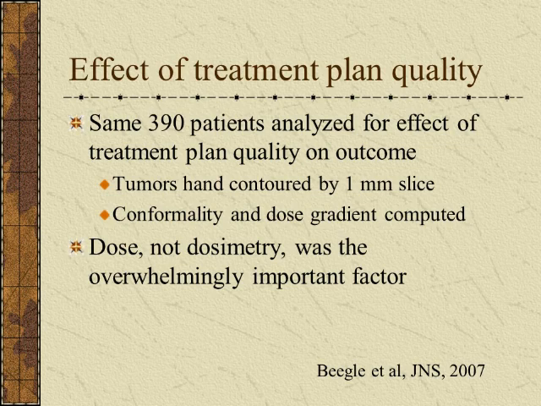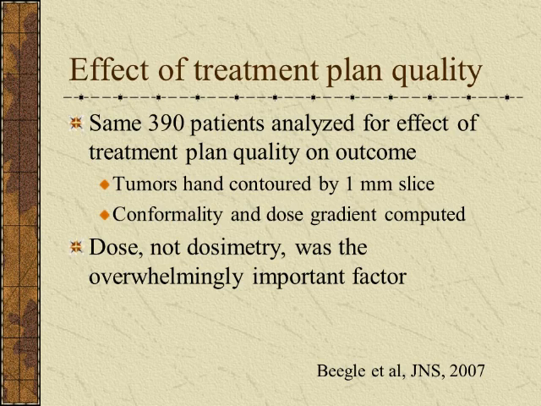The dose, not the dosimetry, in this particular tumor was the overwhelmingly important factor. So even if you include a lot of non-tumor tissue, most of that tissue is temporal bone, and that was not important in producing cranial neuropathies. What was important was reducing the dose to 1250 centigray.